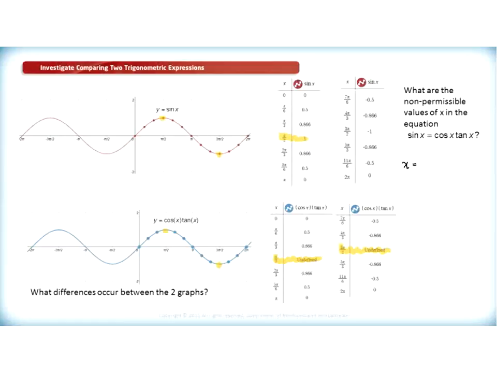Well, we can write it as x is equal to pi over 2 plus pi n, where n is an element of the integers. We have an open dot at pi over 2. We have an open dot at 3 pi over 2. We'll have another open dot at 5 pi over 2, and at 7 pi over 2, and so on. So every time we add pi, we will continue to get a location on the graph of cosine x times tan x that's undefined. So there are non-permissible values. And the reason why these non-permissible values exist is because of the fact that tan x is equal to sine x over cosine x.